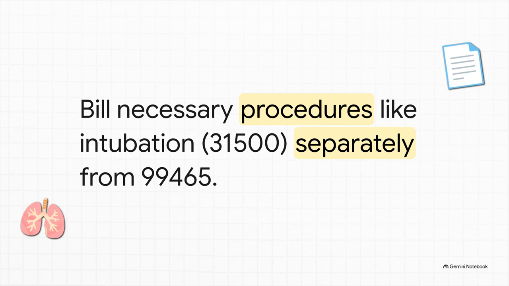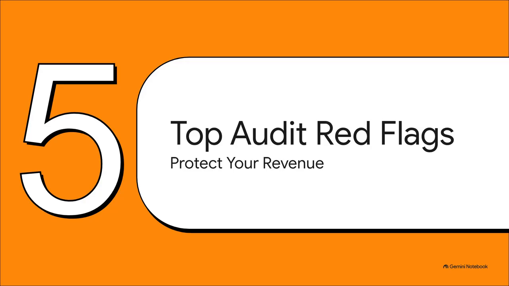And this brilliantly illustrates how procedure billing layers right on top of E&M billing. While you can't double bill those attendance codes, you absolutely can and should bill for distinct, necessary procedures performed during that resuscitation. For example, if you have to perform an endotracheal intubation, you report code 31500 separately, in addition to the 99465 resuscitation code. Just make sure your documentation clearly shows it was a necessary component of saving the baby's life.